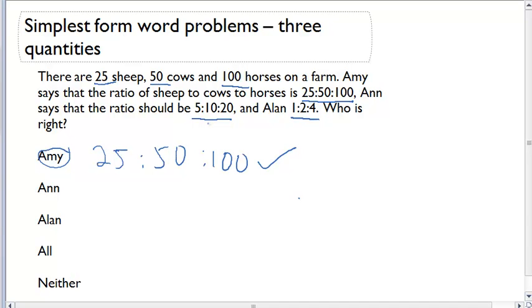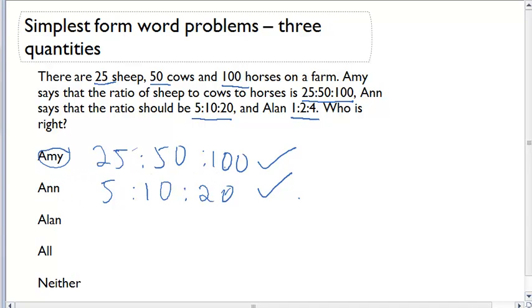Anne says that the ratio should be 5 to 10 to 20. Well, let's figure out how she could have gotten that ratio. If I take the ratio that Amy had, which is correct, and I divide each term by 5, 25 over 5 is going to give me 5. 50 divided by 5 is going to give me 10. And 100 divided by 5 is going to give me 20. So in fact, Anne's ratio is equivalent. It's the same, just it's reduced by 5.